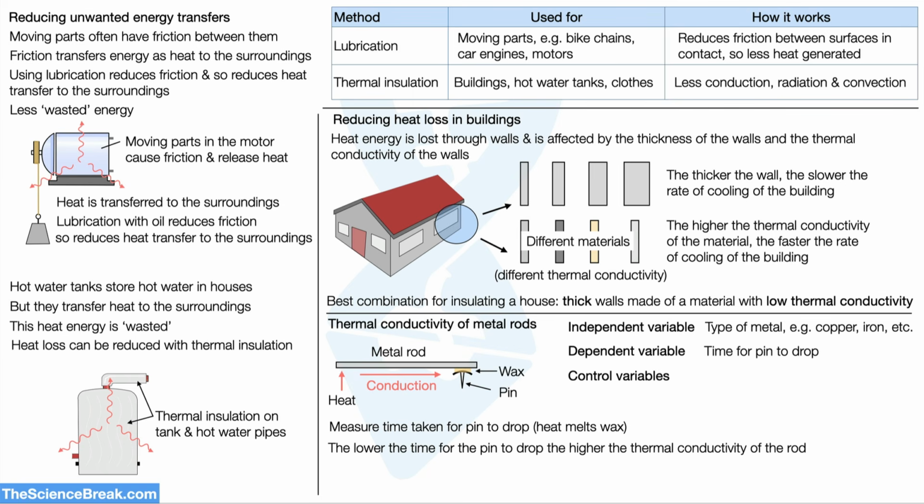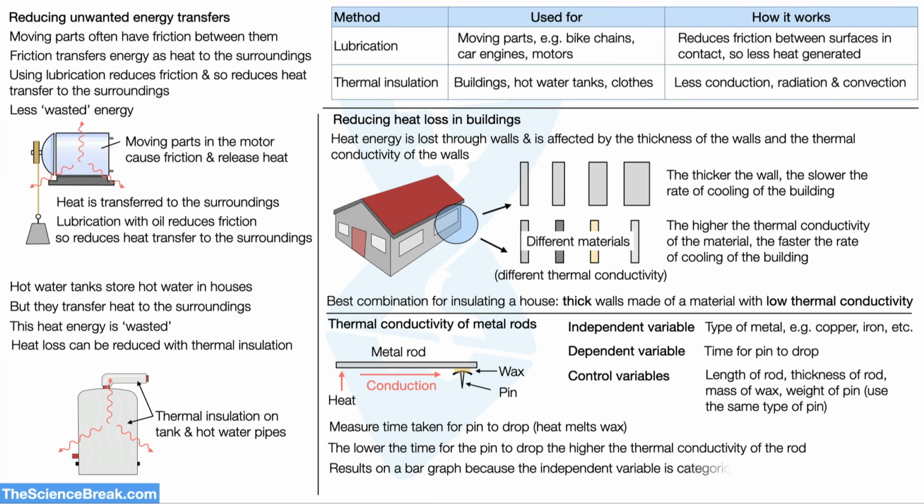The control variables include the length of the rod, the thickness of the rod, the mass of the wax used, and the weight of the pin, in other words, use the same type of pin. Results will be on a bar graph because the independent variable is categoric. A categoric variable is described by words, for example, copper, iron, and so on.